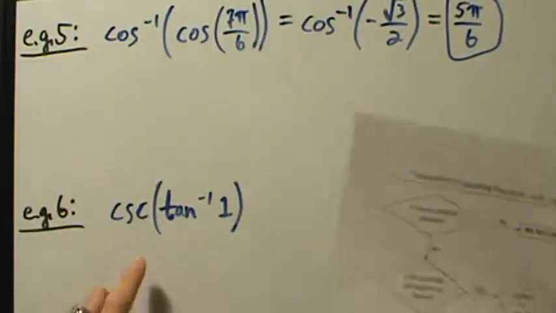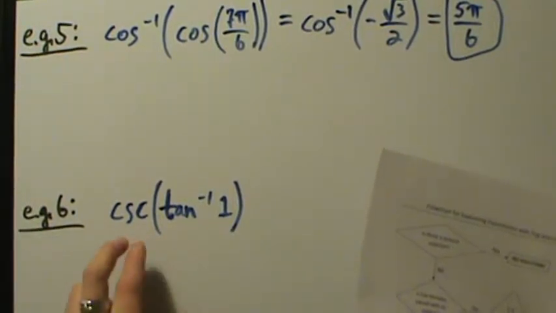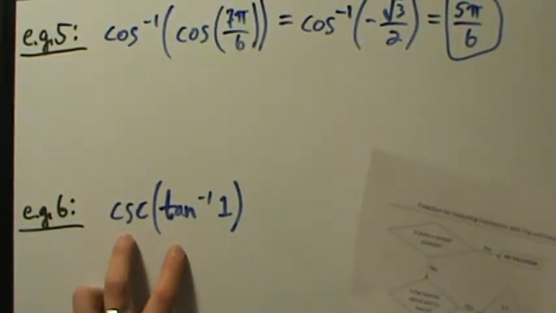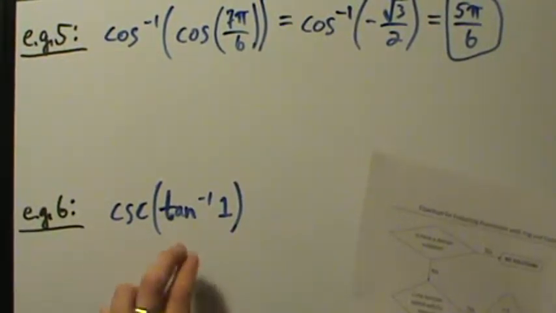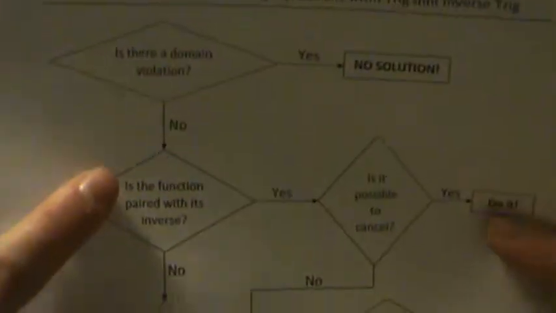No. Is the function paired with its own inverse? Well, here's cosecant, here's inverse tangent, so no, cosecant is not paired with its own inverse. Okay. So, in other words, the function is not paired with its own inverse. It's not tangent and inverse tangent. It's not cosecant and inverse cosecant. It's cosecant with inverse tangent.